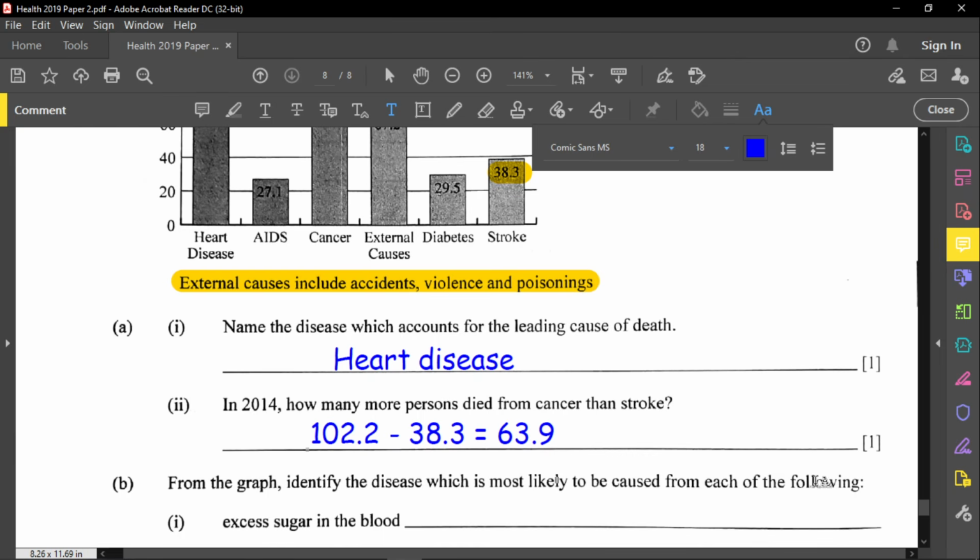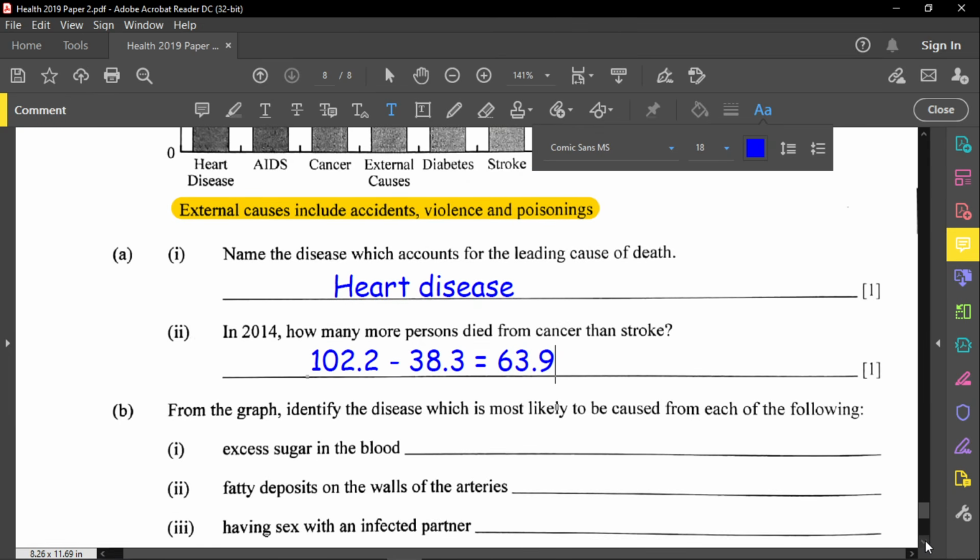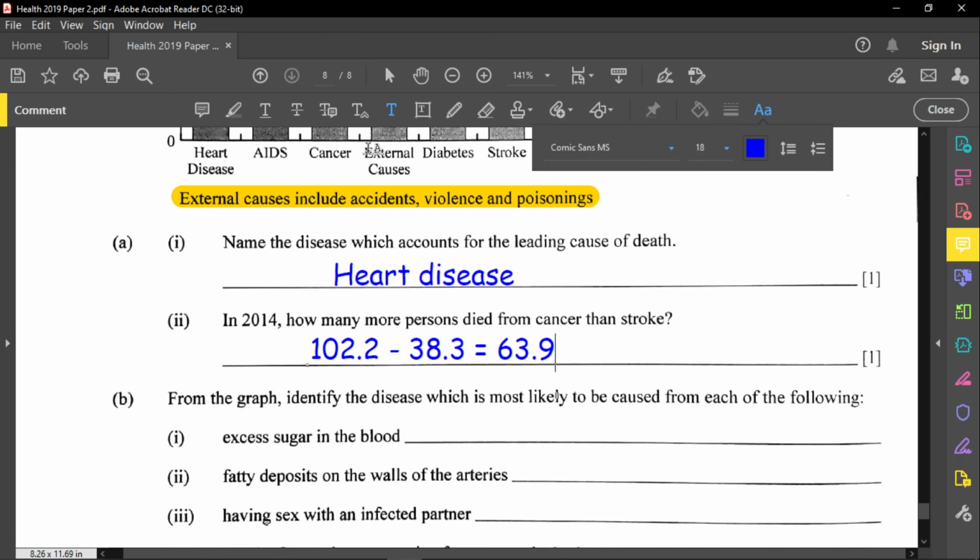All right, so for part B, from the graph, identify the disease which is most likely to be caused by each of the following. First, excess sugar in the blood, and that is definitely diabetes. So this will be diabetes right here. Then fatty deposits on the walls of the arteries. Once you have fatty deposits on the walls of the arteries, this will block your arteries and then affect your heart. So this is definitely heart disease. And then having sex with an infected person. This is AIDS. So I'll put AIDS right here.